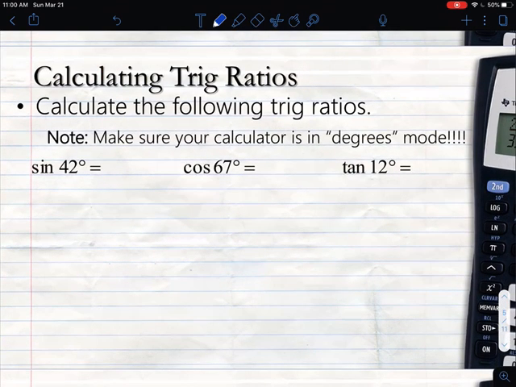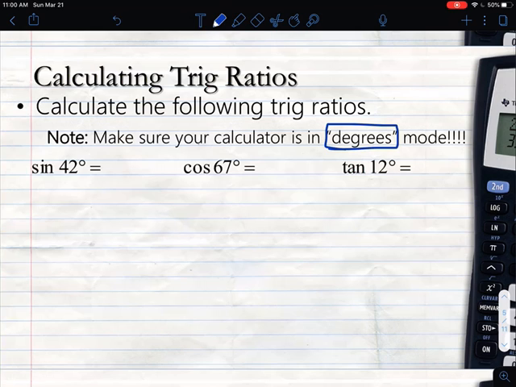Now, calculating trig ratios, so actually figuring out what the numbers associated with the different angles are, is just a matter of plugging into your calculator. And so right here it says make sure your calculator is in degrees mode. This is something we can help you with in class. Most calculators, the default is degrees, so you shouldn't have to worry too much about this. But if you do, we'll address that in class as we go through this.